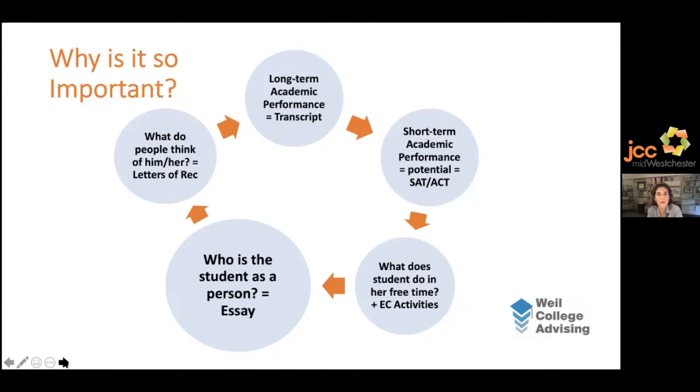Why is this so important? Colleges want to know what kind of person they're bringing to campus. This is a residential program. They're going to have this person as part of the community. They want to know what kind of member of the community that student is going to be, and that is why they look at the essay so carefully.